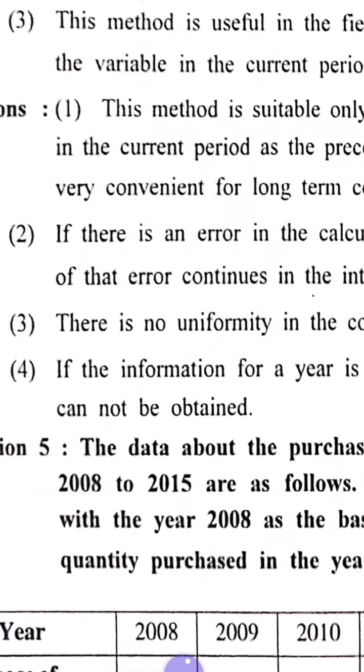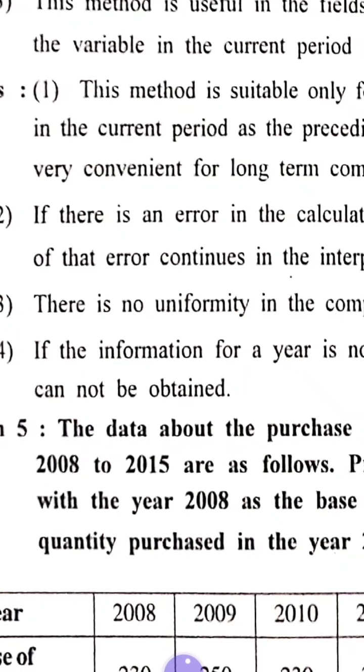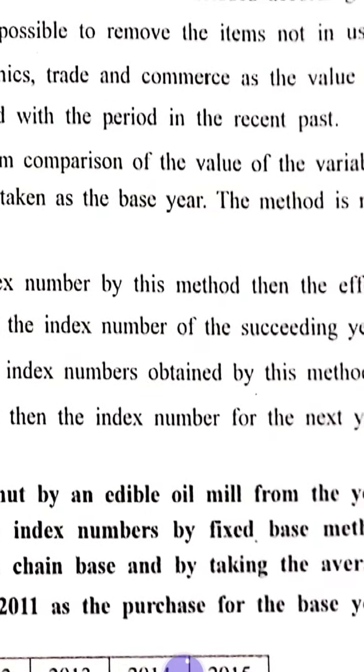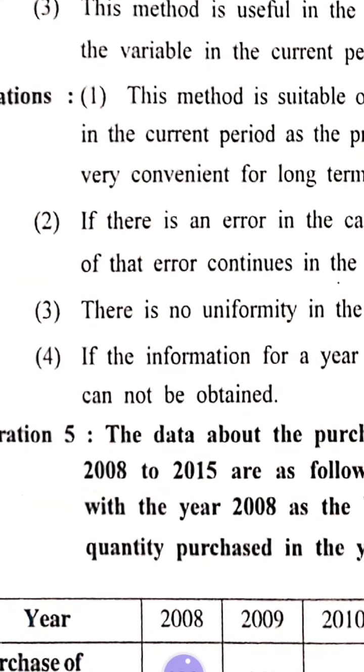We'll see the last limitation, that is, if the information for a year is not available, then the index number for the next year cannot be obtained. Definitely, children. Now we have seen the sum, the last sum that we saw, that whatever prices were given to you, each and every price was useful in finding out the index number of the current year. Now suppose in any case one of the prices is not given, or you don't have one of the prices, right?